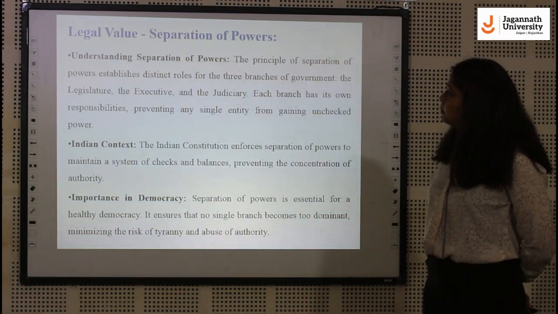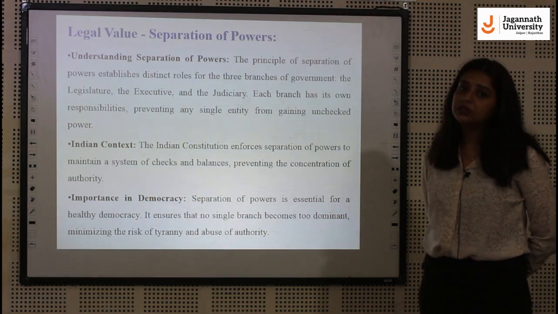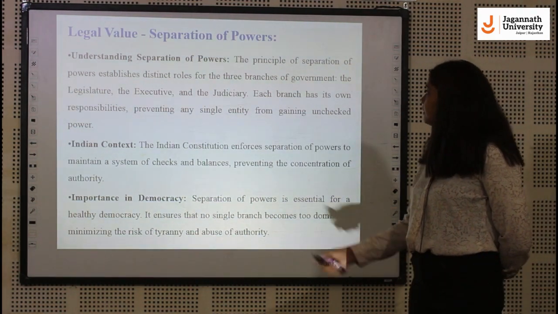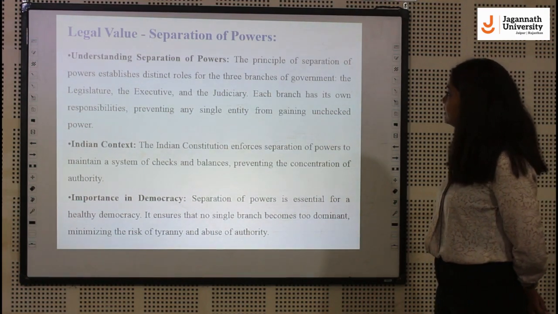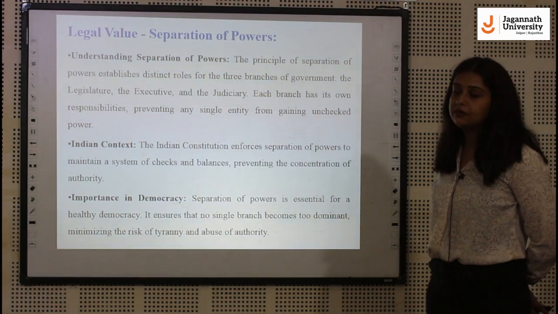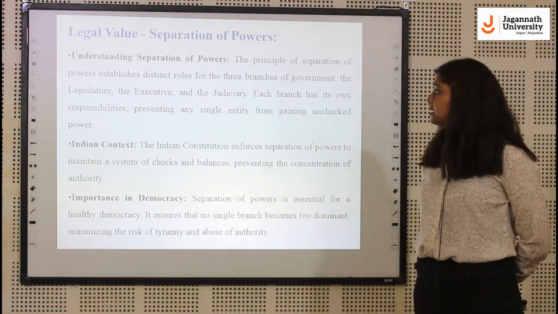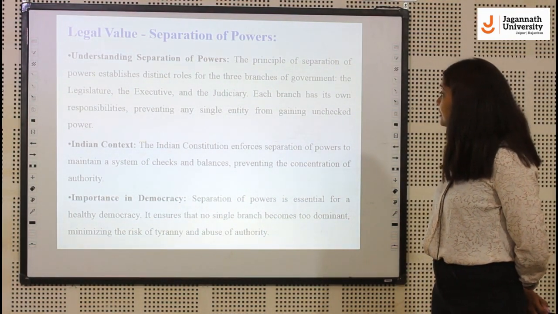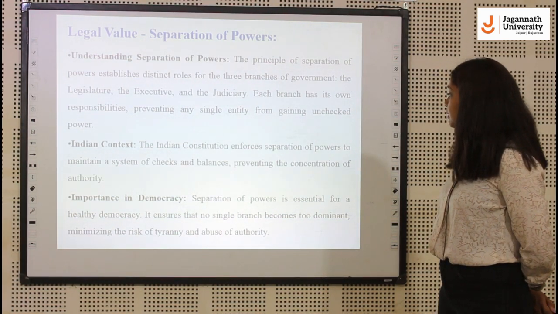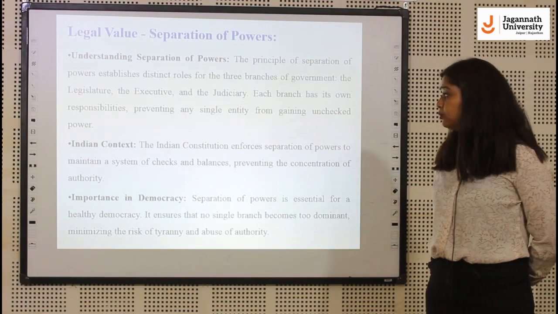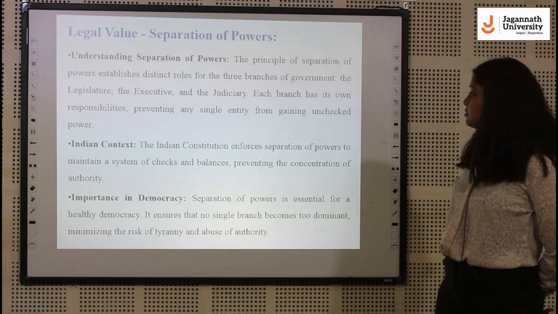Legal value: separation of powers. We have discussed separation of powers in Unit 2 as well, but here we will be talking about the principle of separation of powers, which talks about the three branches: legislative, executive and judiciary. Each branch has its own responsibility, preventing any single entity from going unchecked. In the Indian context, the Constitution enforces separation of powers to maintain a system of checks and balances and prevent the concentration of authority.